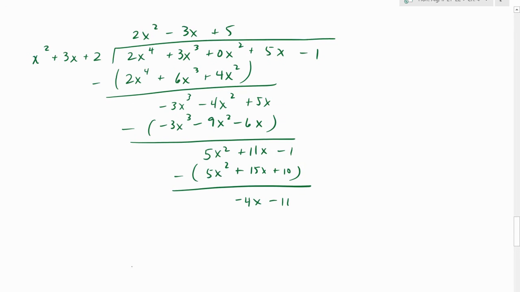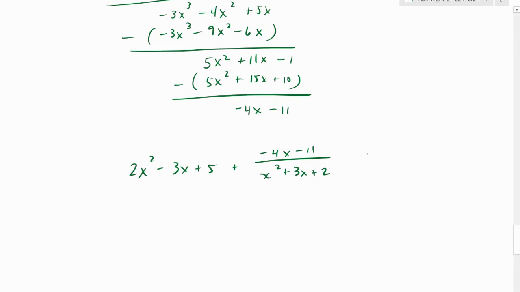So you end up with x squared minus 3x plus 5 with an added negative 4x minus 11 out of what I was dividing by in the first place. I worked all these out yesterday on paper, so I'm making sure I get the same thing today, because Lord knows there's enough places for me to make a mistake.